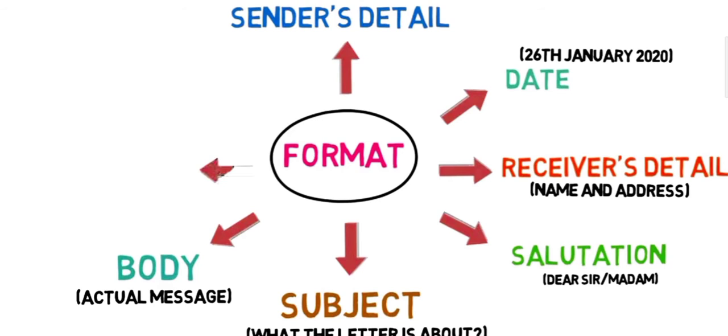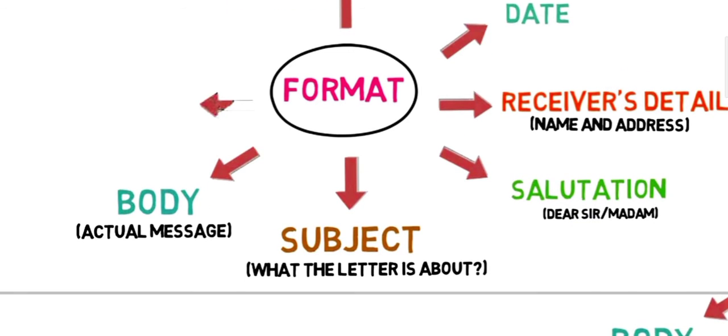After that, the salutation. If the person is known, you have to mention his or her name. Otherwise you can write sir or madam. Now come to the next. After that we have to mention the subject, what the letter is about, because after writing the subject, it is very clear and catching what the letter is about. And after that the body, the actual message.